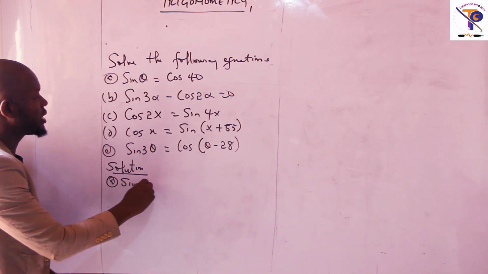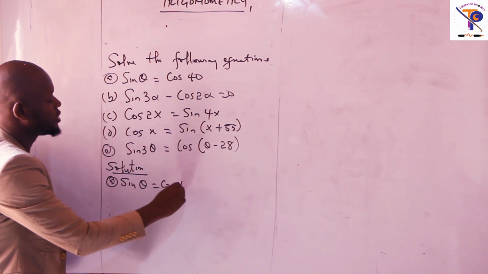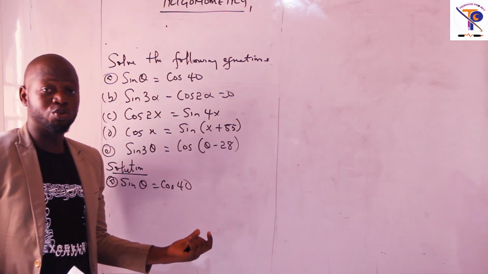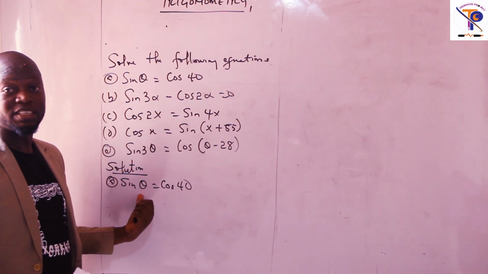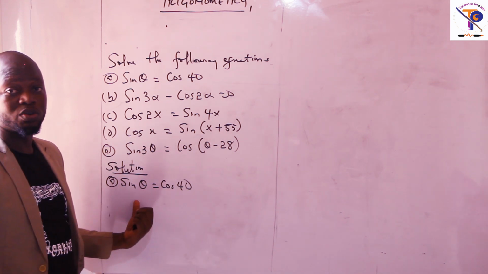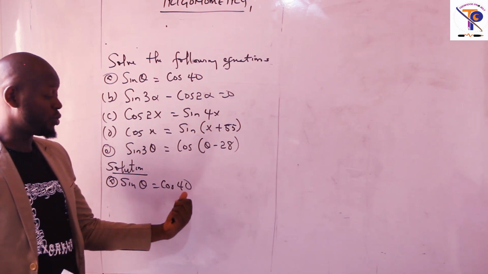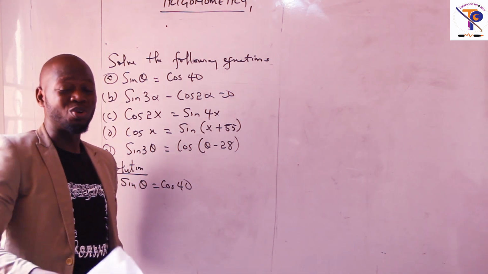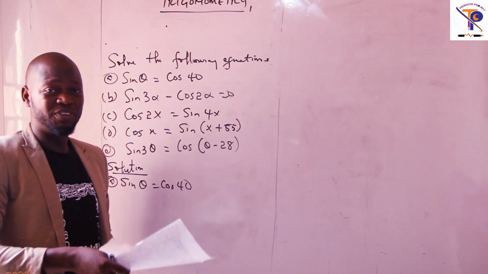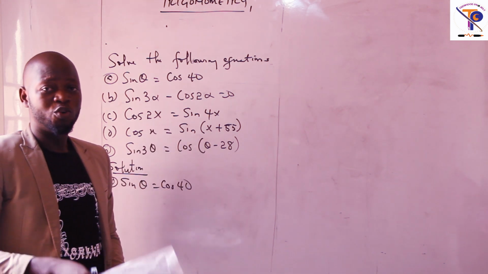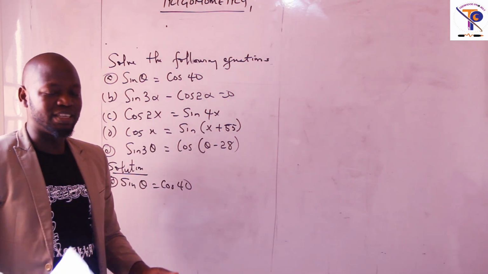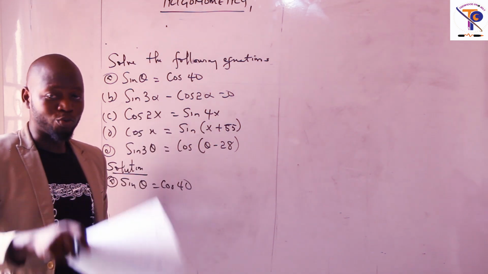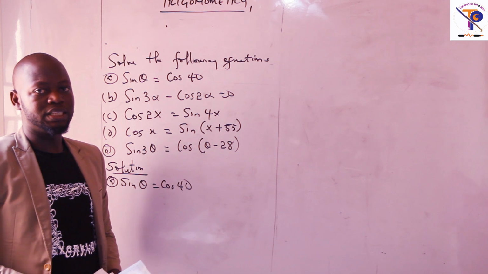Sine theta is equal to cos 40. Obviously, like I said, it is a complementary angle. So if it is cos 40, then cos 40 will be equal to sine 50. Cos 20 will be equal to sine 70. Sine 10 will be equal to cos 80. Cos 60 will be equal to sine 30. They are the same thing. Cos 75 will be equal to sine 15. That is how it goes.